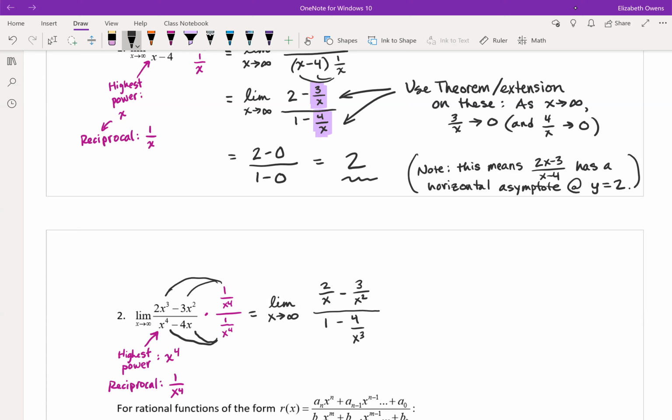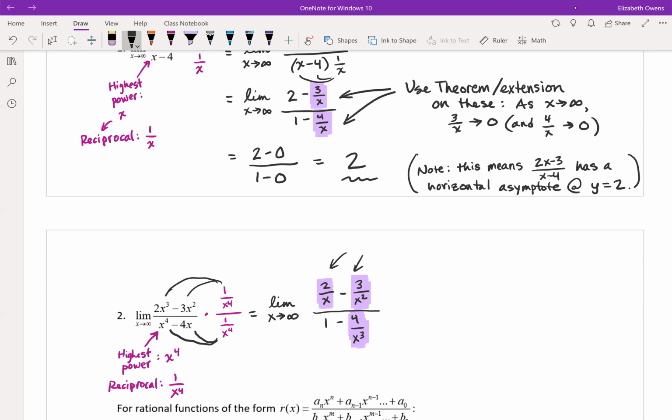Okay, so once you've distributed and simplified things down, you see what could be used with our theorem and extension. Any constant over a power of x, so constant over x to some rational number. That would be 2 over x, 3 over x squared. All right, that's a constant over x to some power. And then 4 over x cubed. All three of those can get the theorem and extension applied.